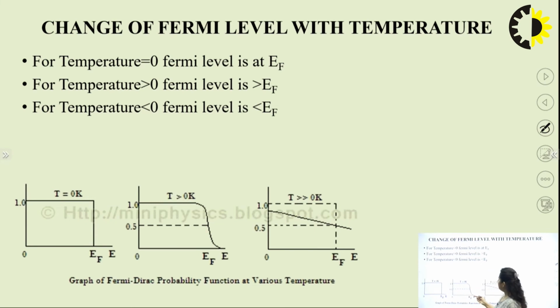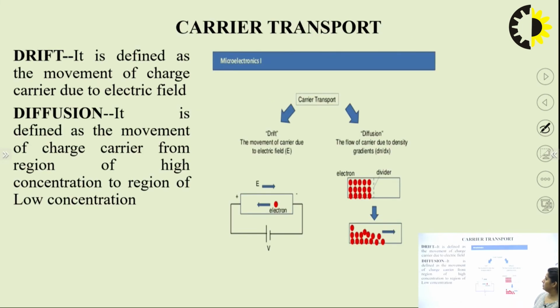For T greater than 0, the Fermi level shifts slightly towards the conduction band. Then again, if you increase the temperature, it shifts further towards the conduction band, and if you reduce the temperature, it will just be like this. So for T greater than 0, it moves towards the conduction band, and for less than 0, it moves towards the valence band. So this is the change of the Fermi level with temperature. Now the last topic of today's lecture, the carrier transport equation.